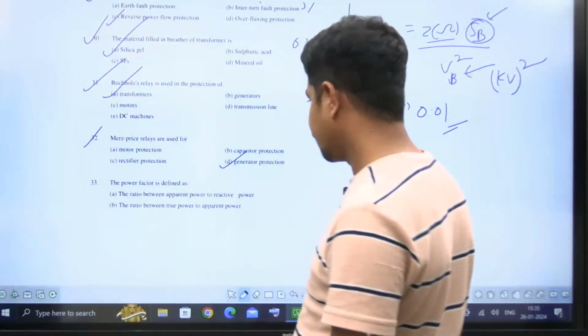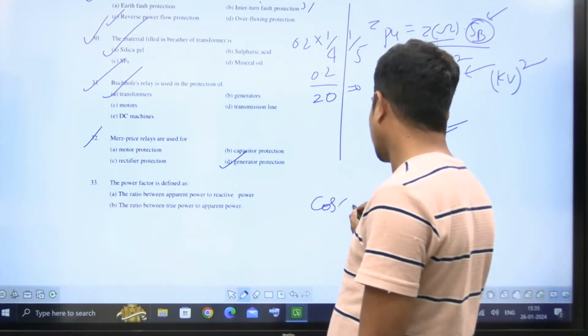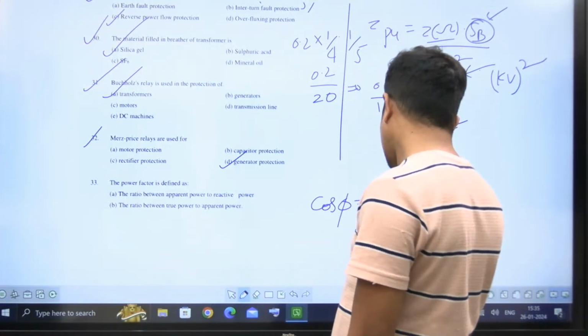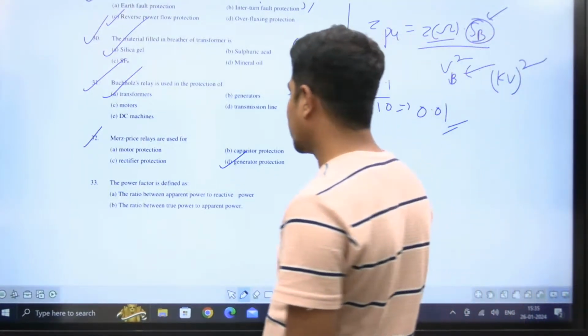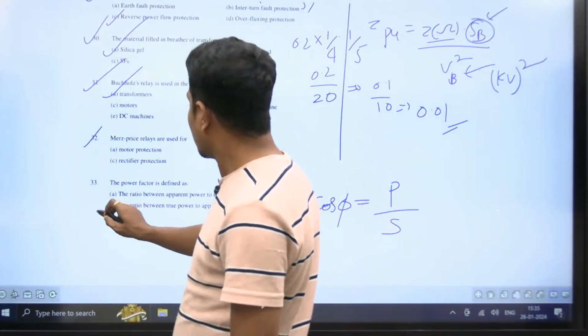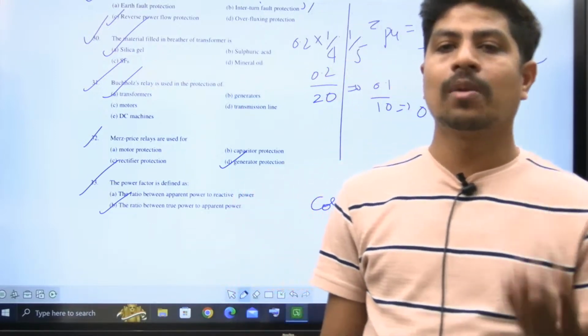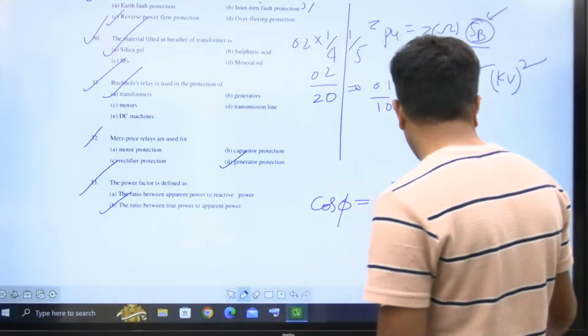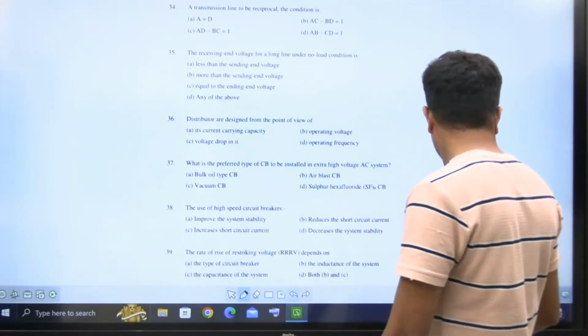See, the power factor cos phi is defined as the ratio of real power to apparent power. It is not the ratio of apparent power to reactive power; it is the ratio between true power and apparent power. True power, active power, and real power are all the same. Option is B.